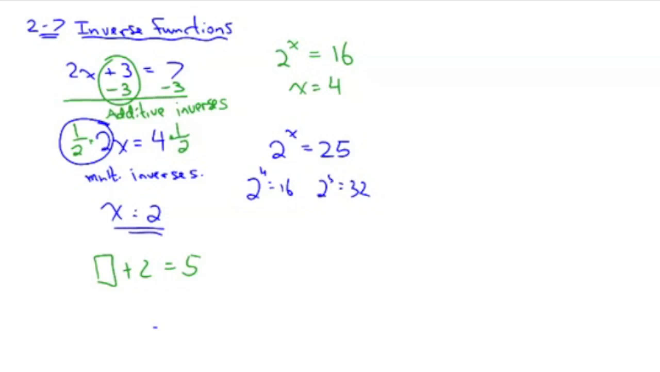So, inverse functions undo what a function does. If we consider 2x plus 3 as our function, well, 2x plus 3 takes a number, multiplies it by 2, and adds 3 to it. To undo it, you subtract 3, you divide by 2, and you get back to your answer. All right, so what if we have a function that looks like this?